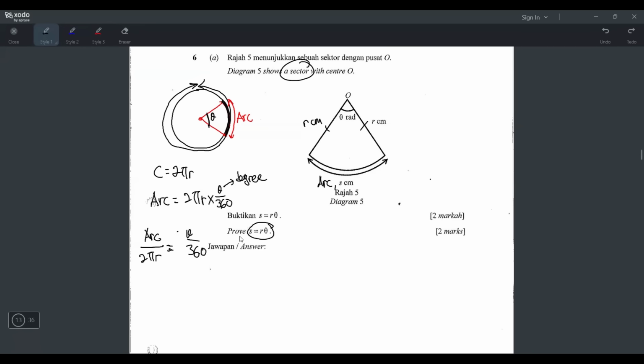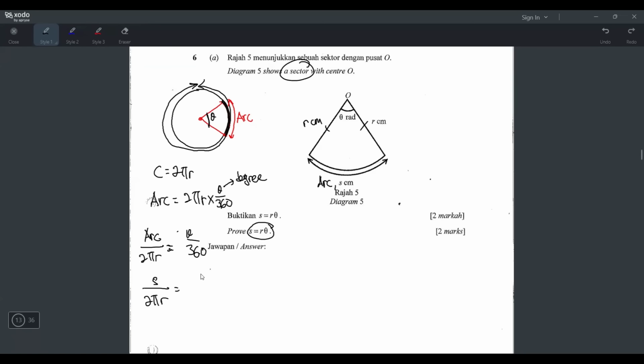So now I will try to prove this formula. Okay, when you prove this formula, when you masuk form 5, chapter 1, you learn that the theta has to be in radian, right? So what you do now is, instead of arc, I will use S, because that's what the question uses to represent arc, so S over 2 pi r. Okay, 2 pi r is still 2 pi r because even though the angle is in radian, the circumference of the whole circle is still 2 pi r.